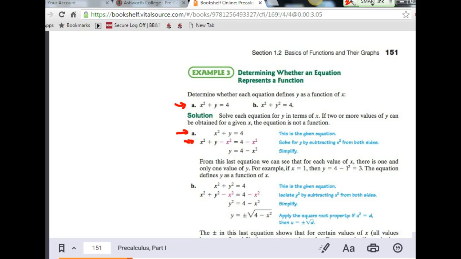Therefore this equation does define y as a function of x. When you resolve for y in this problem, you can see that regardless of what you put in for this x value here, you're just going to get one y value.